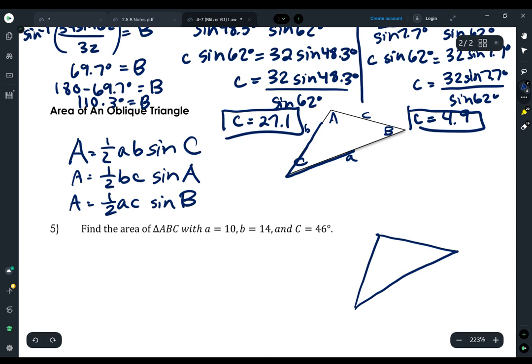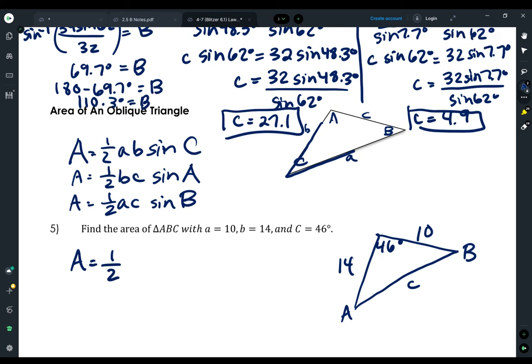So I would not do this if I had a right triangle. If I had a right triangle, I would just do 1/2 times the base times the height. But if I don't have a right triangle, like in this case, I've got a 46 degrees here and I don't have anything else, then I would want to go ahead and use this formula. So that's what this is for. It's not for all the time. It's for when you don't have a right triangle.